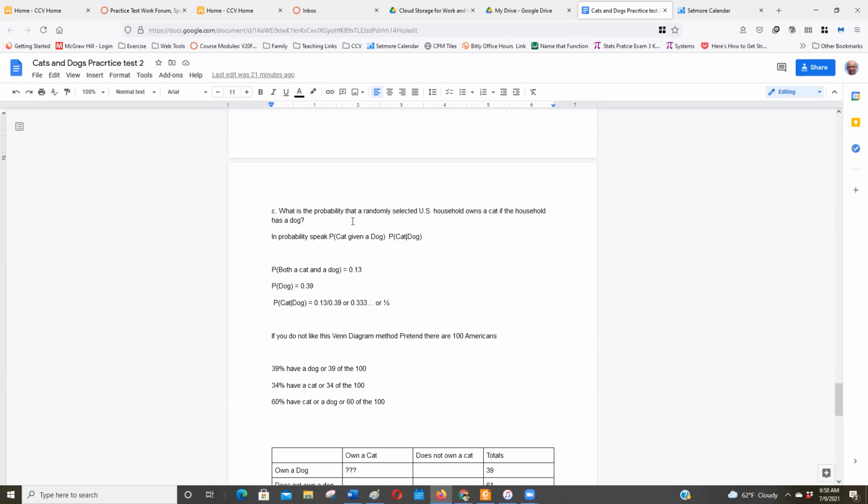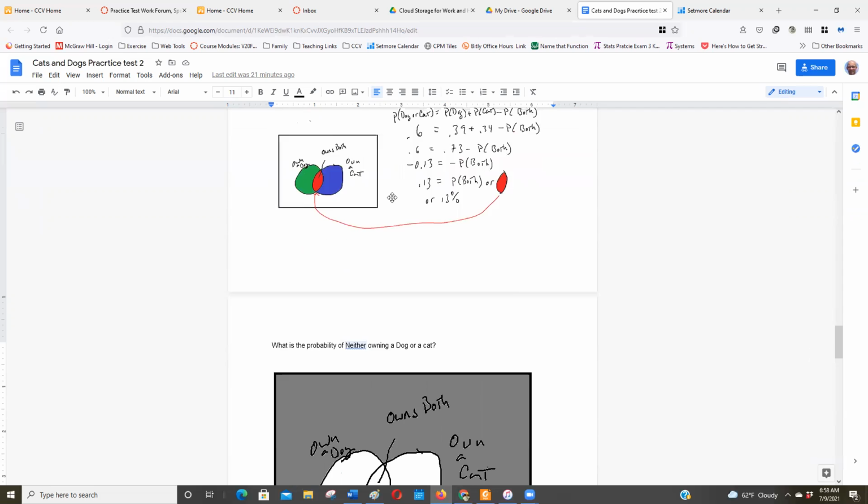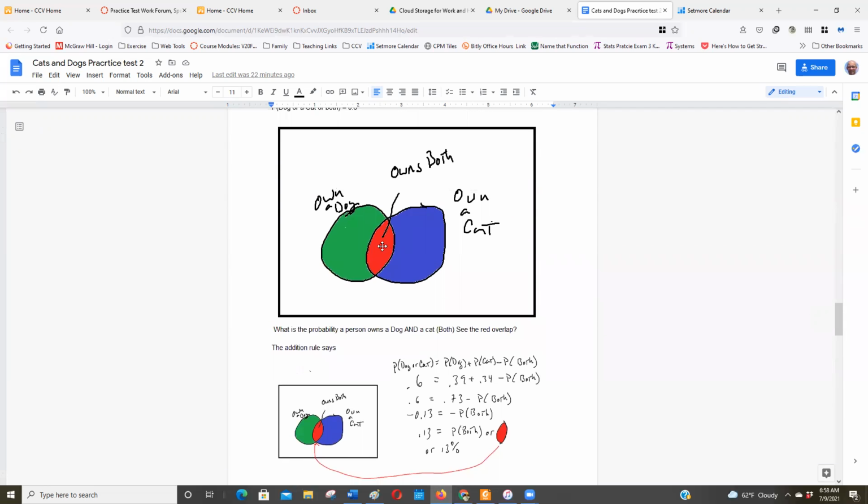Then comes the last one. What's the probability that a randomly selected household owns a cat if the person has a dog? So that's a conditional probability, the probability of a cat given a dog. So if we go back to that Venn diagram, this is, so the green area, right?